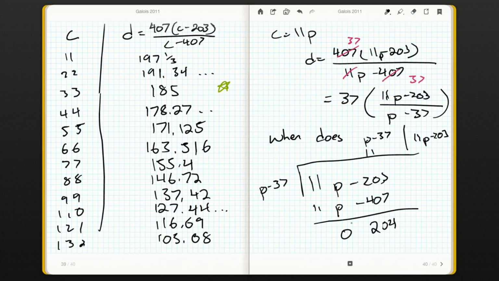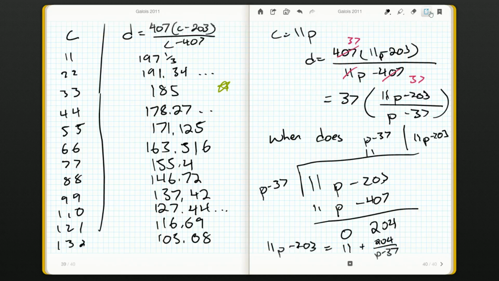So using polynomial division, I can see that 11p minus 203 is going to be 11 plus 204 over p minus 37. So what are the factors of 204? Yeah, I like this. I like this a lot better.